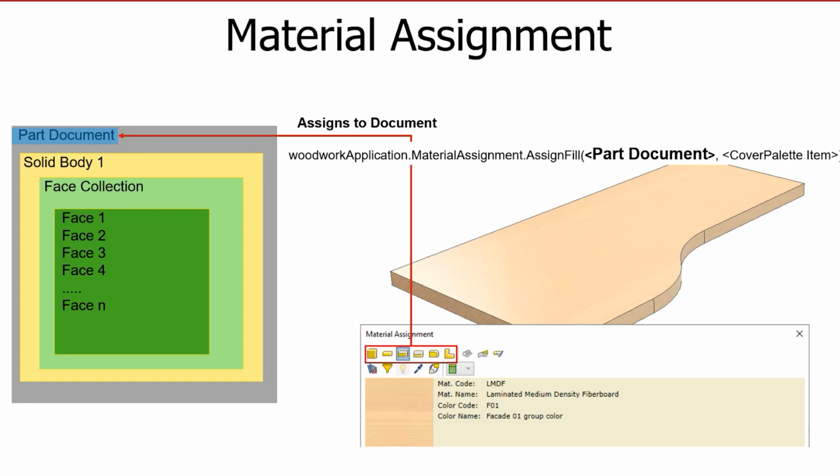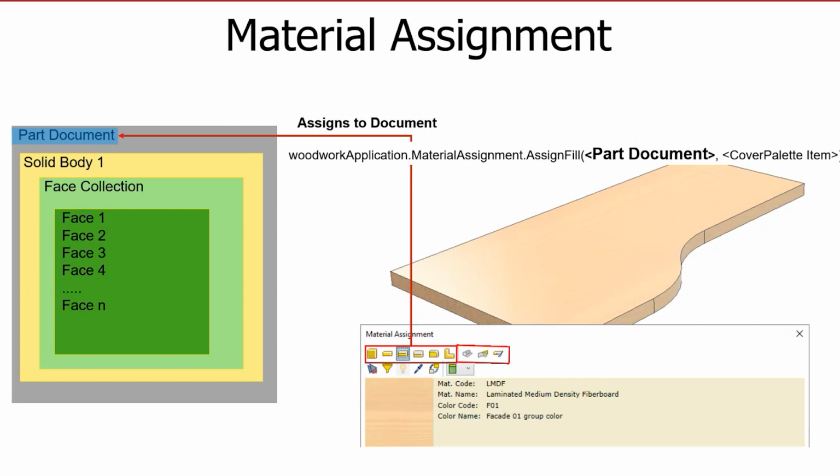For this, we use the Woodwork for Inventor corresponding function, assign fill, an argument of which is a part document. The other argument is a palette item object, describing the material in Woodwork for Inventor terms. It is called a palette item object. We will talk about how to access Woodwork for Inventor palette items a little bit later.